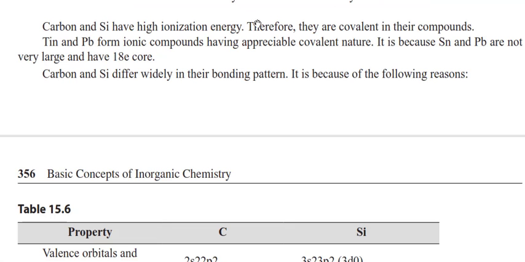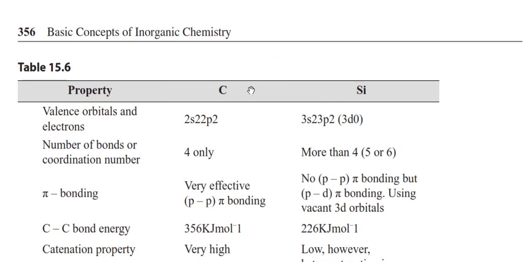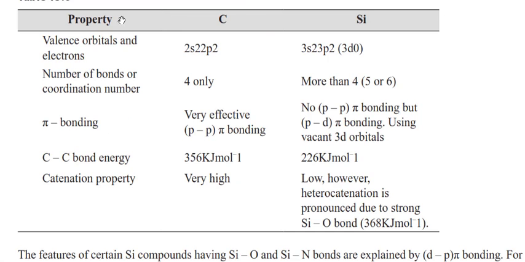So carbon and silicon have a high ionization energy, therefore they form covalent compounds, whereas tin and lead form ionic compounds having appreciable covalent nature, because tin and lead are not very large and have 18 electrons. Generally, carbon and silicon, we have seen, form a diamond-like structure. So the bonding pattern is a little bit different. These are the following reasons.